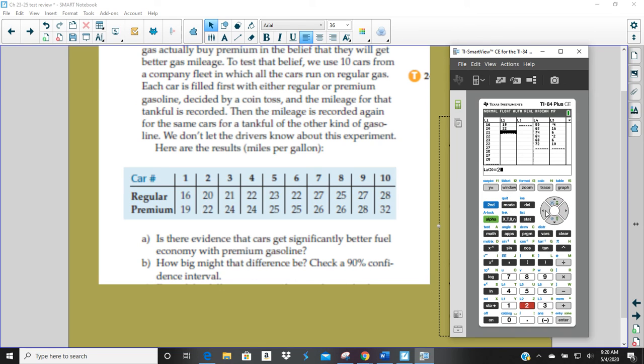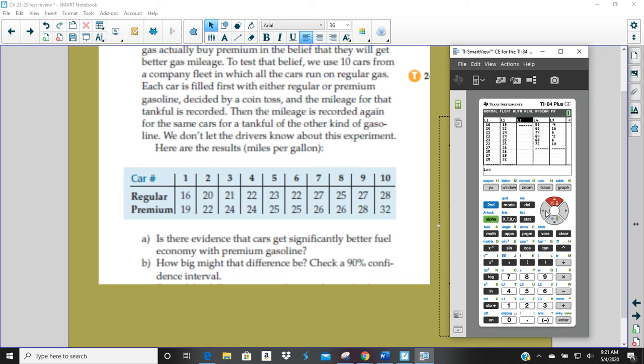19, 22, 24. I'm going to take a moment at the end to make sure I type them in right because I don't want to have them wrong. And I didn't. So let's see here. Okay, 19, 22, 24, another 24, 25, 26, 28, and 32. And let me make sure. 16, 20, 21, 22, 23, 22, 27, 25, 27, 28.